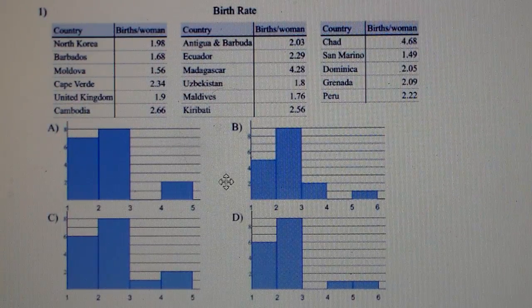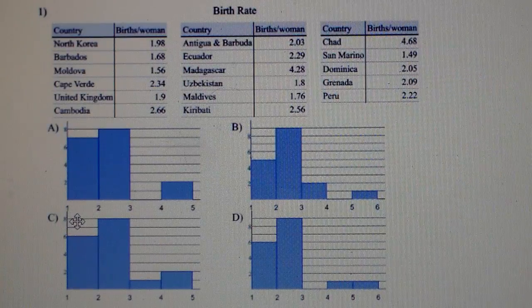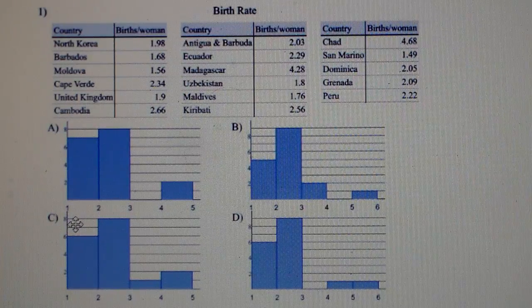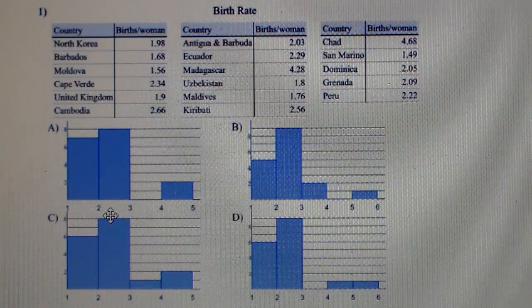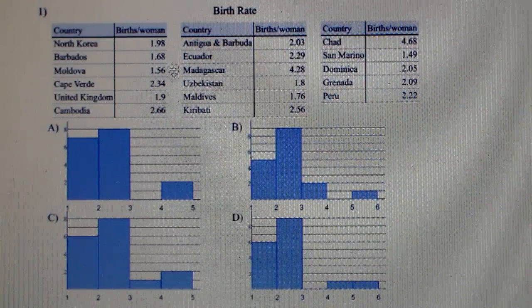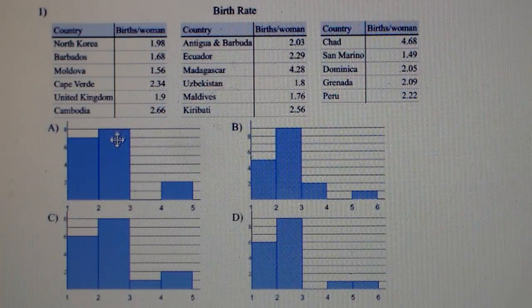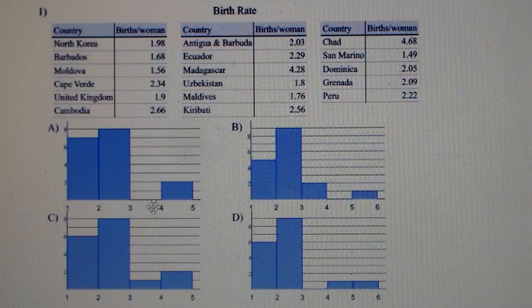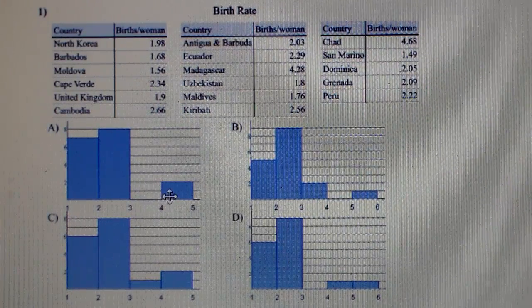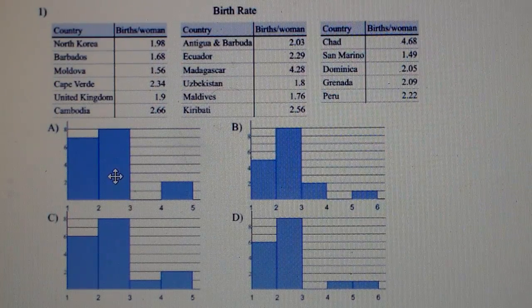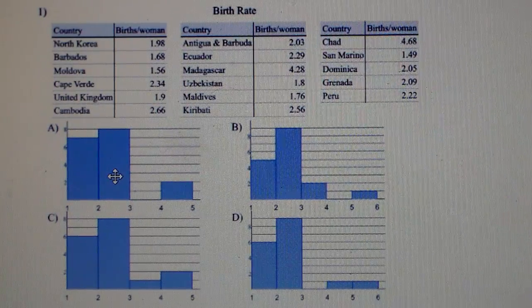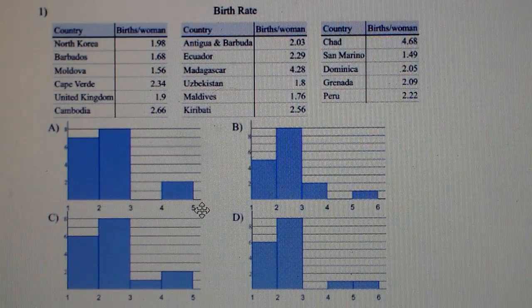So with these bar graphs, all the numbers between 1 and 2, like 1.1 and 1.9, are going to count towards this bar. All the numbers between 2 and 3 in these charts are going to count towards this bar. Numbers between 3 and 4 are this little gap here. And numbers between 4 and 5 are this. Now the height of the bar is the amount of those numbers that occur in our table.